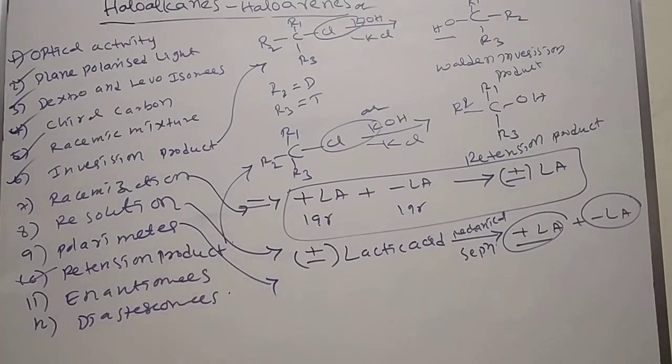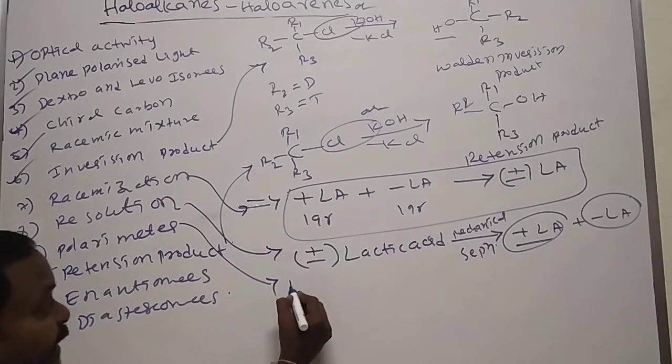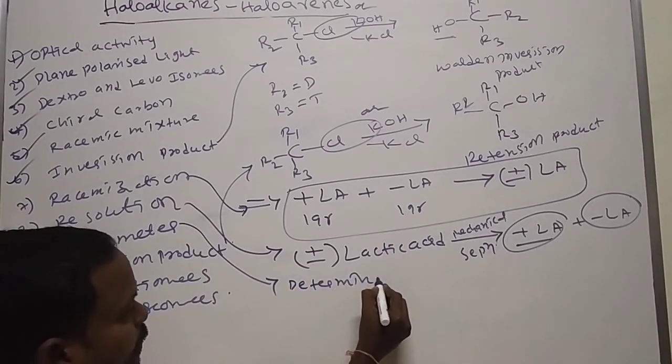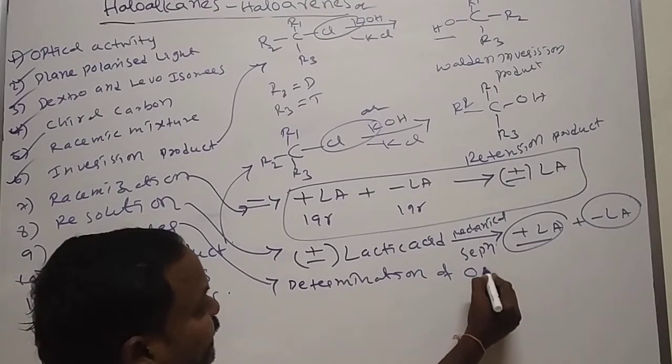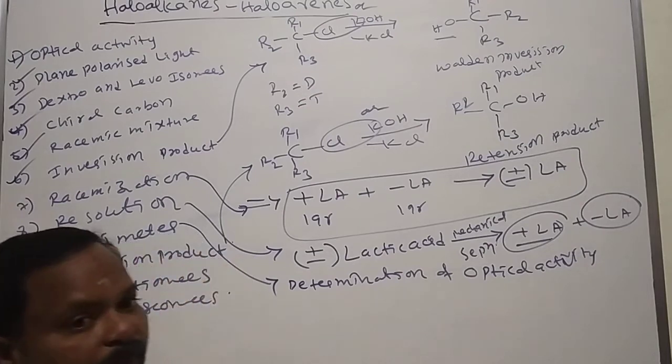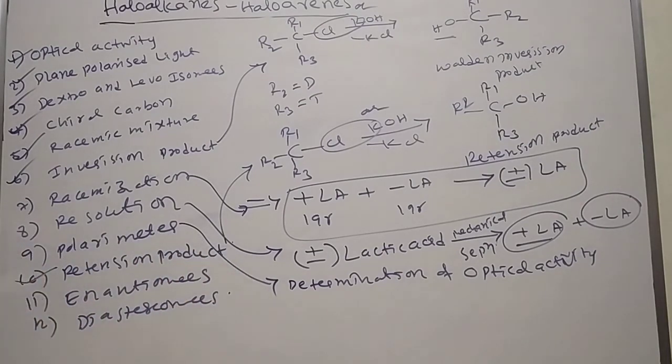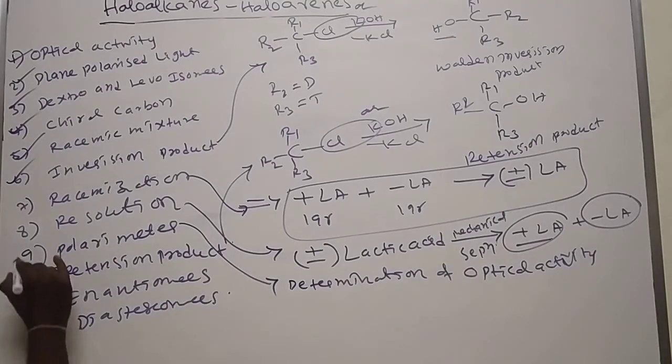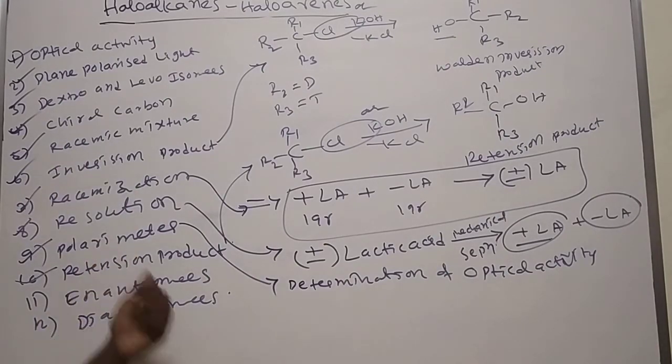Here, polarimeter. What is the use of polarimeter? It is one of the instruments. It is used for the determination of optical activity of an organic molecule. What is the use of polarimeter? It is used for the determination of optical activity of an organic molecule.